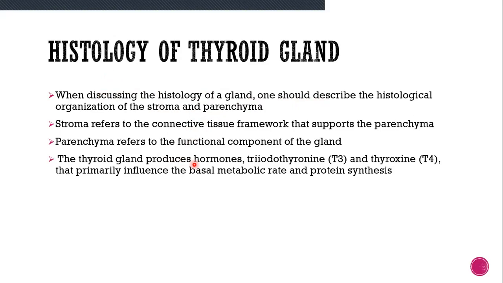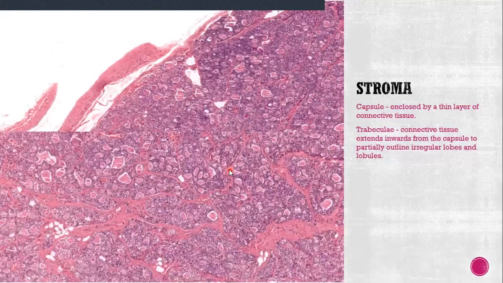The thyroid gland produces the hormones triiodothyronine T3 and thyroxine or tetraiodothyronine T4, that influence the basal metabolic rate and protein synthesis. Also, it produces another hormone known as calcitonin. Those are the 3 hormones.